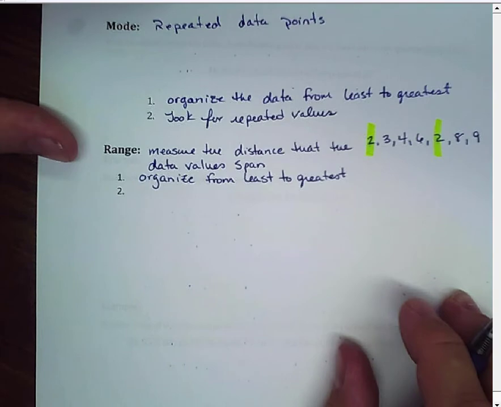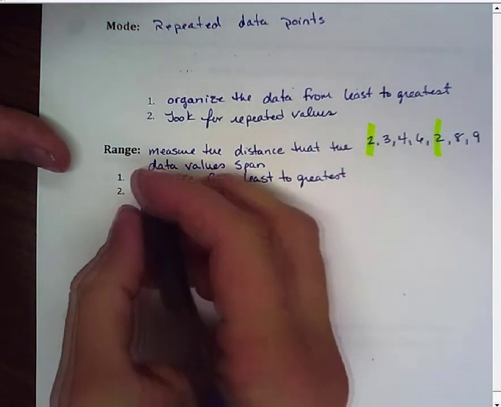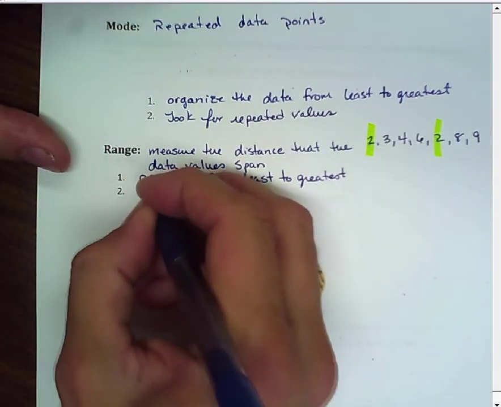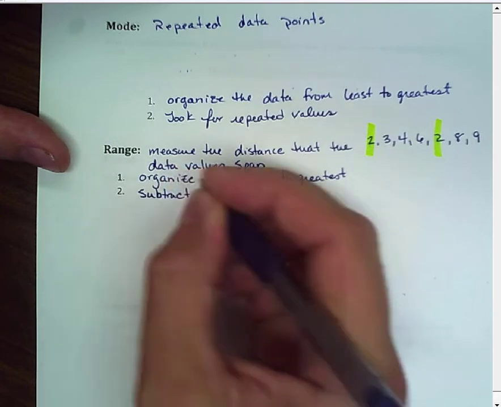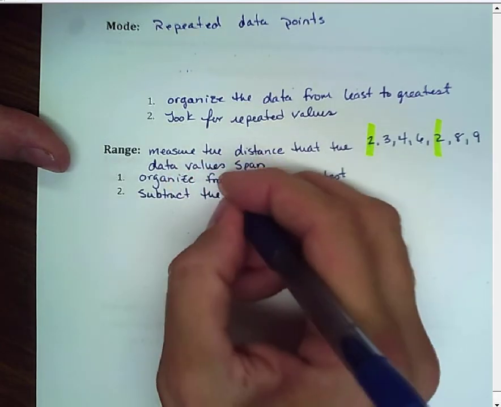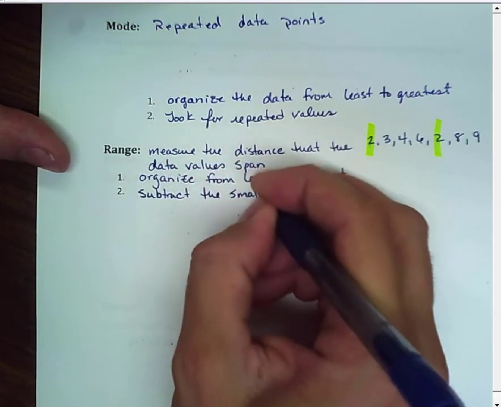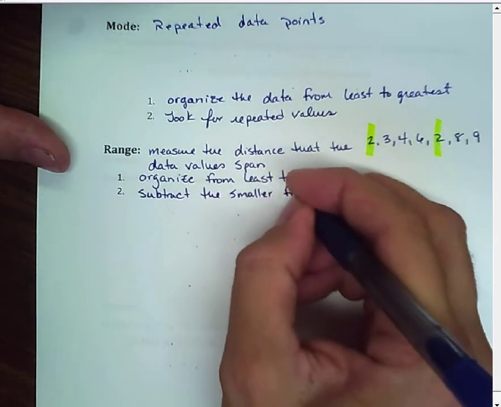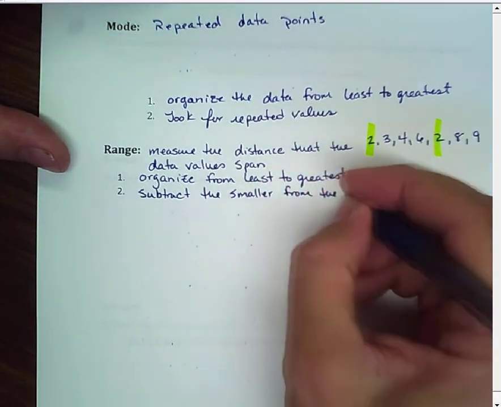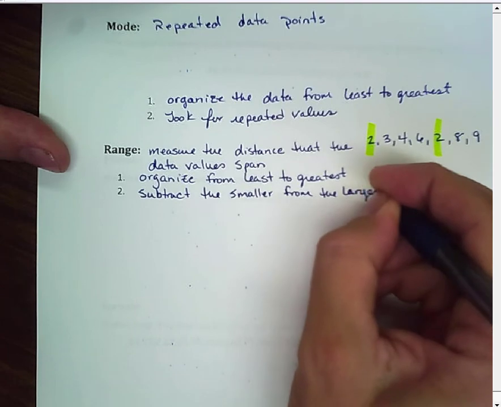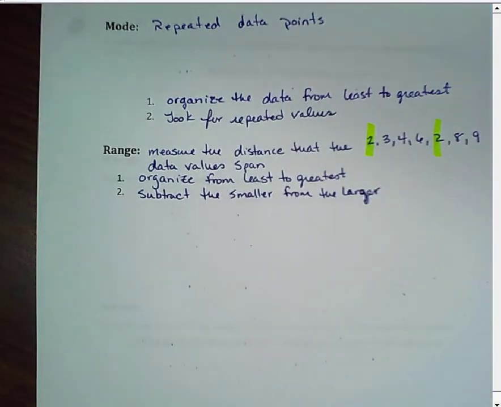And then once I've organized from least to greatest, I'm going to subtract the smaller from the larger. Subtract the smaller from the larger. That's going to tell me the range between my data points. So let's take a couple minutes and do some examples.